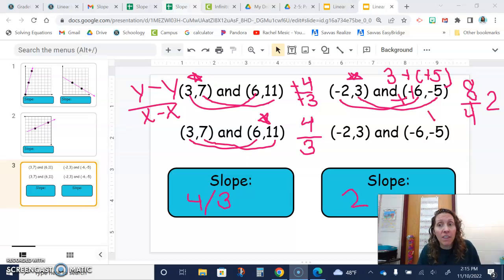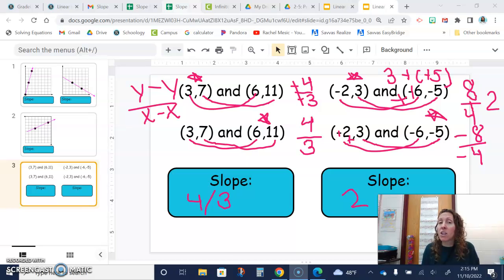All right, let's try it if this one was our first one. -5 minus 3, that's -8. And -6 minus -2, that would be the same as adding positive 2, which would be -4. And a negative divided by a negative is a positive, and 8 divided by 4 is still 2.